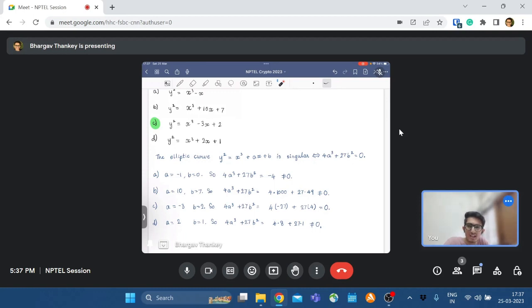Non-singular curves have some nice geometric properties. For example, you have three distinct roots, so you cross the line three times. So there are some nice geometric properties. If the curve is singular, the group structure won't come about.